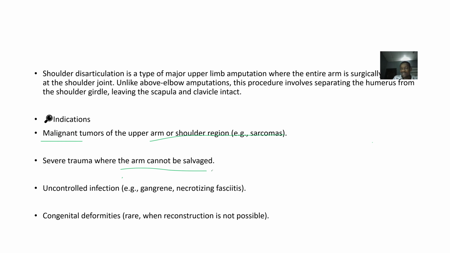There's a lot of trauma. The arm has been severely damaged. The tissues, you can't manage them. Okay, they will become necrotic, gangrenous, leading to sepsis. Okay, blood infection where bacteria could track into the blood, causing infections. You cut it out. There's uncontrolled infections like gangrene and necrotizing fasciitis. You cut it out. Then also some congenital deformities where the arm is just there for fashion. The person can't use it for anything. You also cut it out.